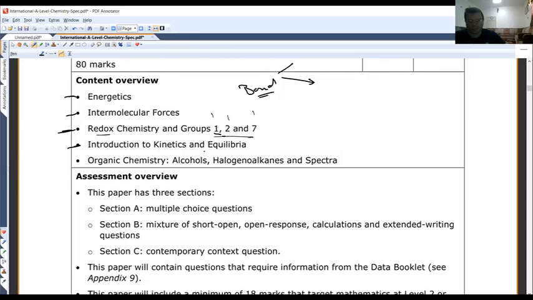Kinetic chemistry, rate of chemical reaction, the factors affecting this rate, equilibrium and the equilibrium constant. And then you're going to continue with the alcohols and halogens and spectra. Those are the two papers and those are the contents which we have for the AS.